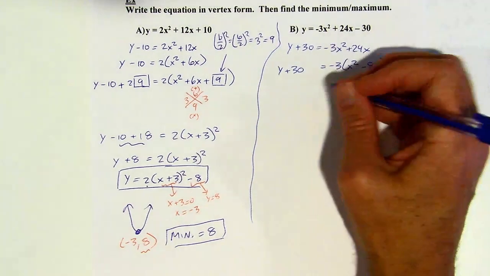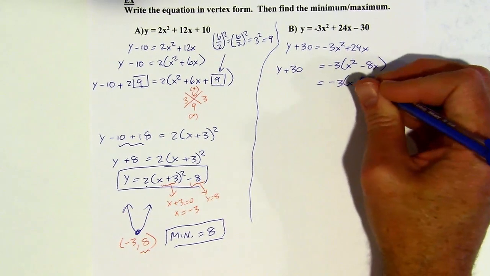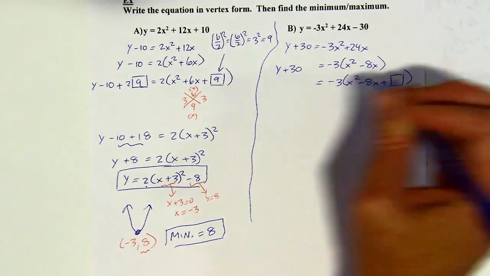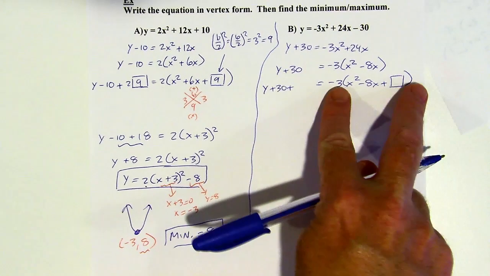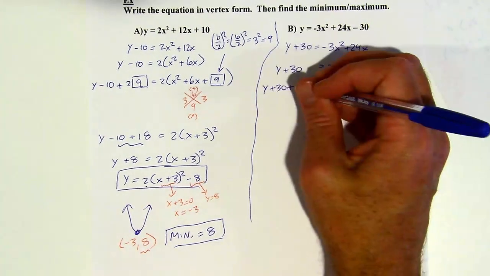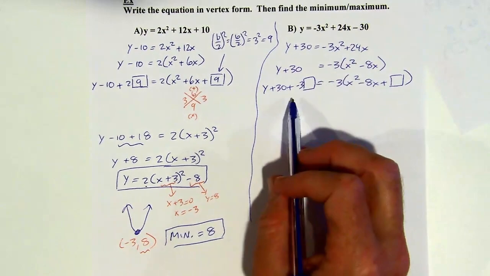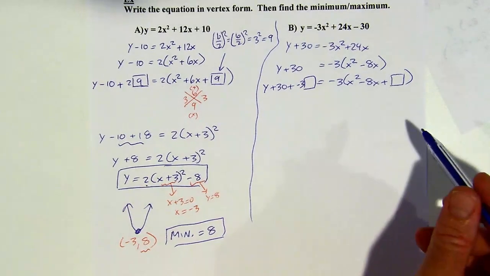Okay. So when I do that, I don't know why I left so much space there. I've got negative 3 and then x squared minus 8x plus something. Okay, on the other side, I've got y plus 30 plus negative 3 times something. That negative 3 is the part that gets forgotten often. Now, I didn't need that plus sign because I'm adding a negative, but that's okay. I already wrote it in.